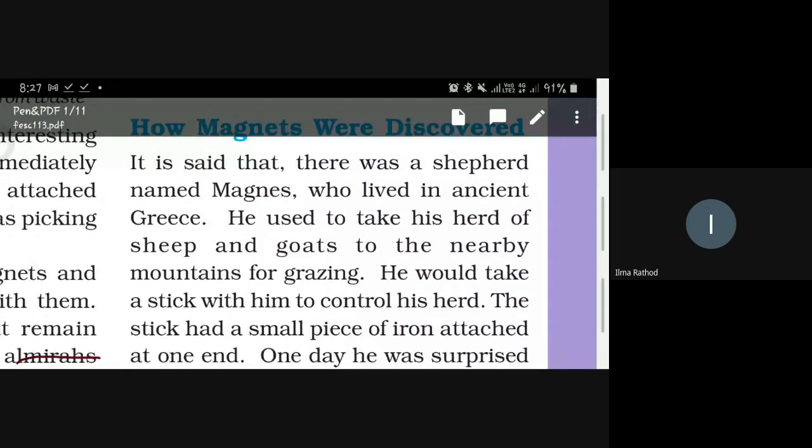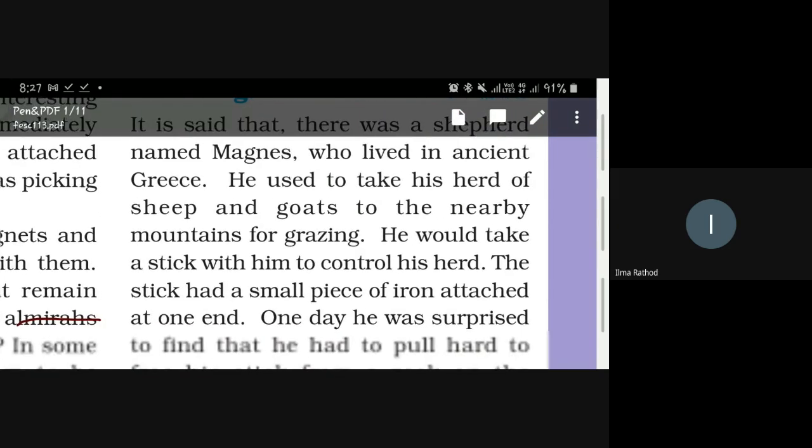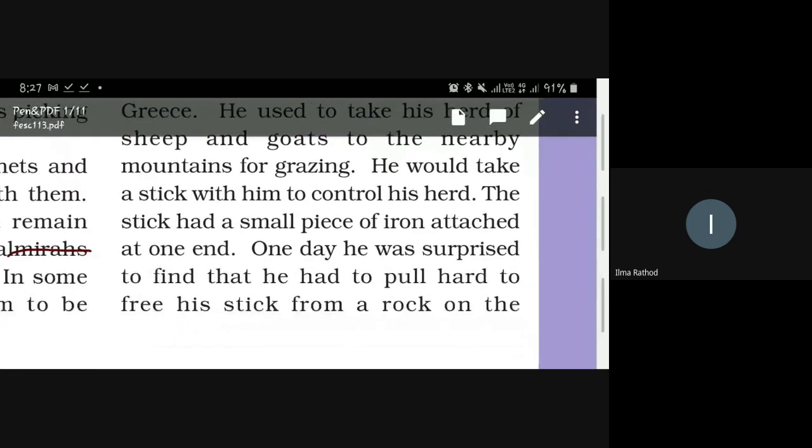It is said that there was a shepherd named Magnes who lived in ancient Greece. He used to take his herd of sheep and goats to the nearby mountains for grazing. He would take a stick with him to control these herds. The stick had a small piece of iron attached at one end.